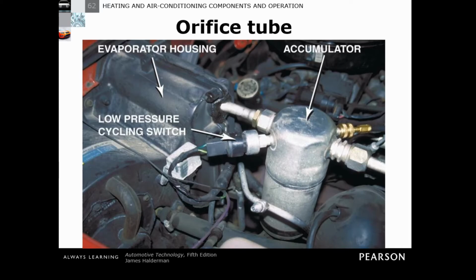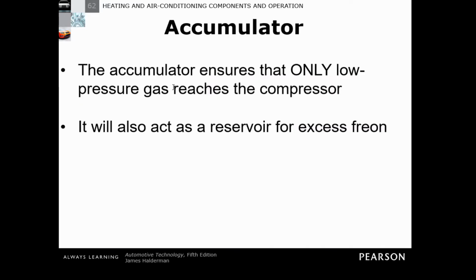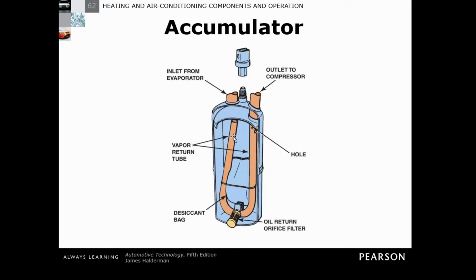Okay, so the accumulator looks like this, and its purpose is to ensure that only low pressure gas is going to reach the compressor, because remember, we cannot compress a liquid. If you try to compress a liquid, bad stuff will happen. Don't do it. It's a bad idea. It will also act like a reservoir for excess Freon. So think of it like the overflow tank for a cooling system. It kind of operates like that. Obviously it's under pressure, but there is a range when you fill these, when you charge them with Freon. So this is going to take up some of that excess Freon, okay?